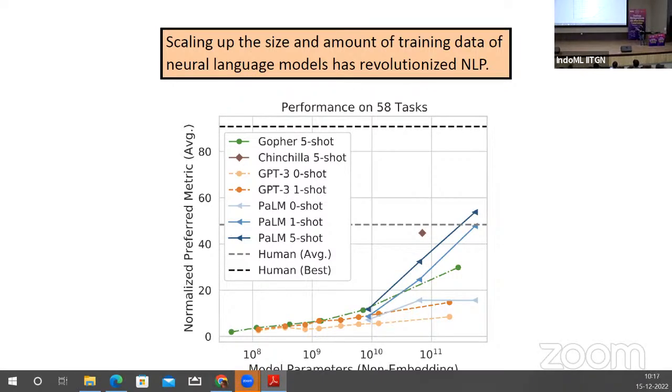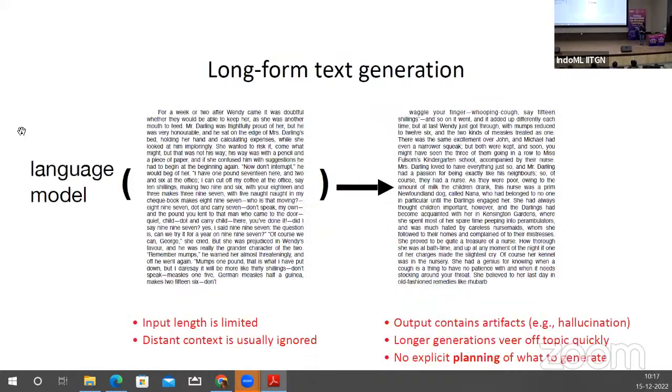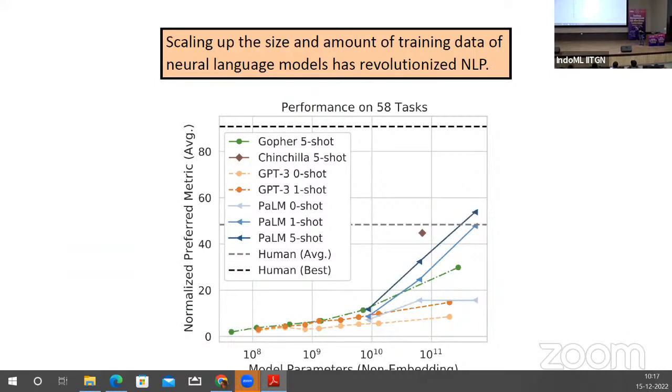So this is a figure from the PaLM paper that came out of Google earlier this year. It's essentially on the x-axis showing you the model scale, so how many parameters are in this neural language model. And on the y-axis, you have kind of an average score over several different natural language processing tasks. So this dashed line here represents the performance of an average human on these tasks. And this line up at the top represents the performance of a human expert.